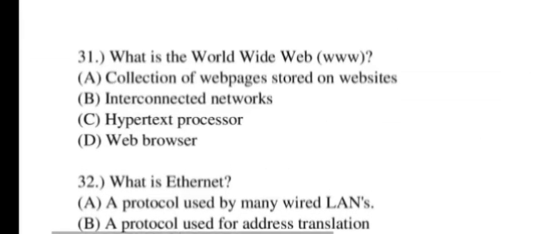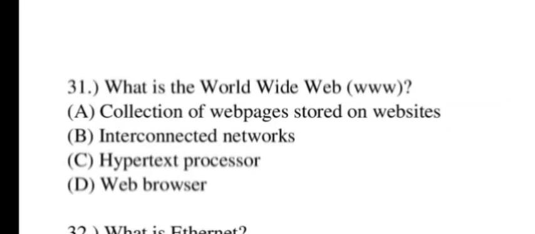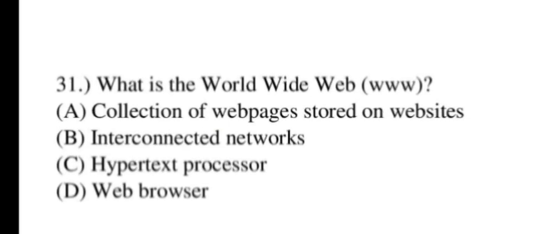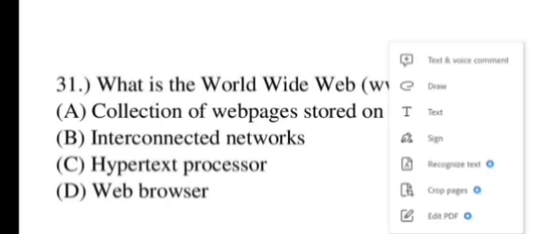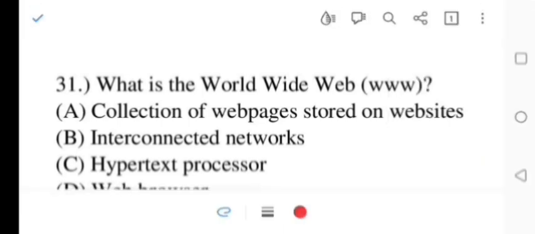Moving on to question number 31. It says, what is the World Wide Web? You must have used it, felt it, experienced it. www, collection of web pages stored on websites, interconnected networks, hypertext processor, web browser. These are the options for you. So the correct option will be www, World Wide Web. It is a collection of web pages stored on websites.